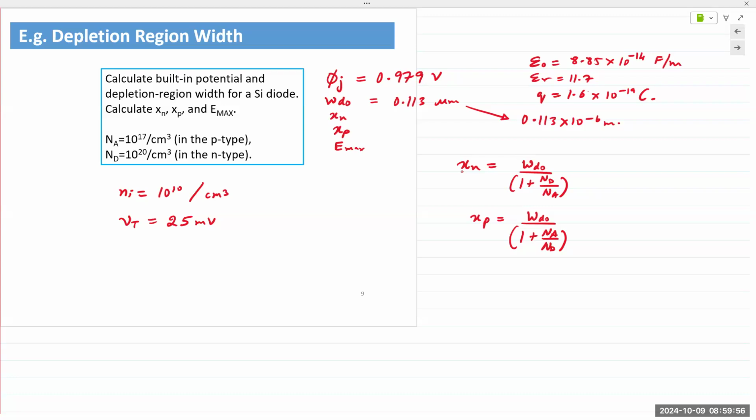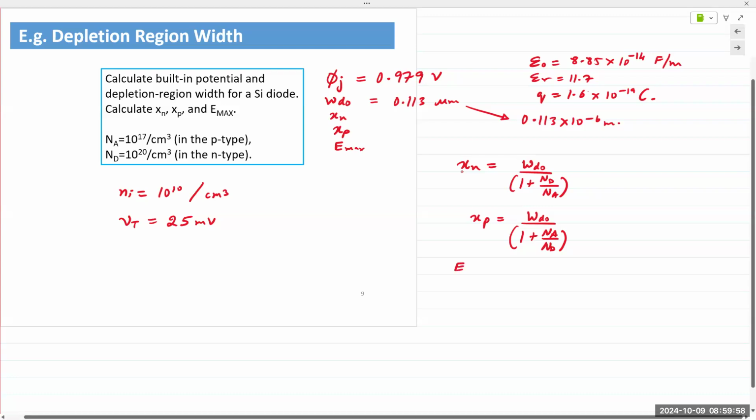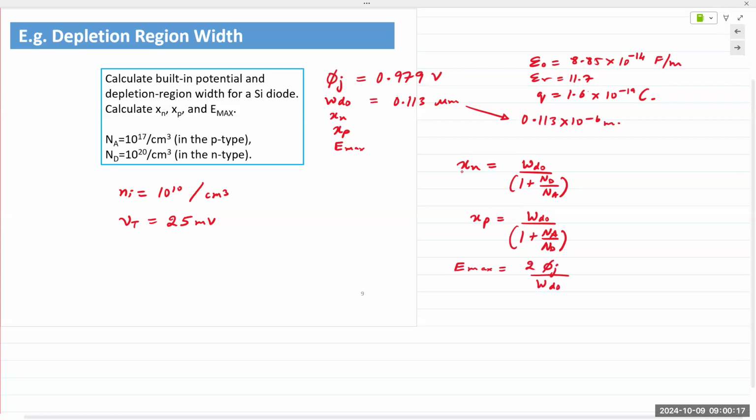Okay, and Emax is 2 phi j divided by WD0. It's the first two examples in the book. So perform your calculations. Again, simple plug and solve.